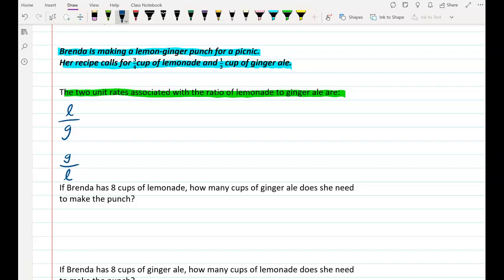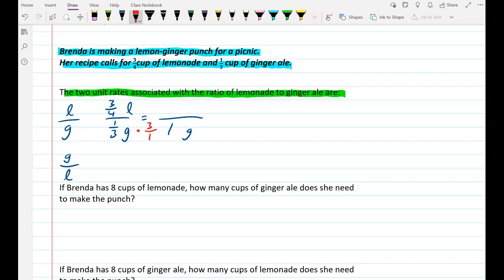2 different unit rates. So let's start off with lemonade to ginger ale. We have 3/4 cup of lemonade and 1/3 cup of ginger ale. We want to turn that into a unit rate where we have 1 cup of ginger ale. How do I take 1/3 and make it 1? Well, I would divide by 1/3. But remember, division is multiplying by the reciprocal. So I will multiply by the reciprocal of 1/3, which is 3 over 1.